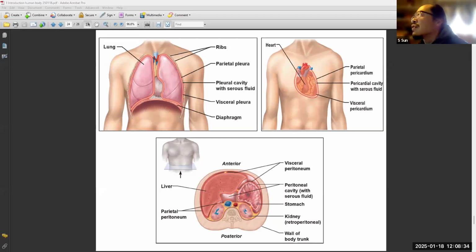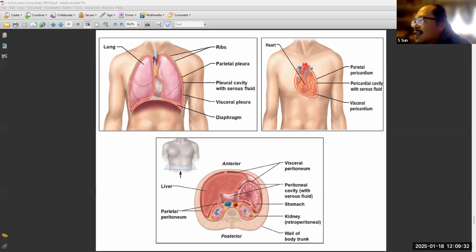This is the diaphragm. Heart, you have the parietal pericardium, visceral pericardium right here, and this is between them. Between these we also call it a cavity. It contains fluid, serous fluid. Same thing here, you have the parietal, and then the visceral peritoneum. Here is anterior, the front, and posterior, the back. At the back you have the bone, the vertebra. Then this one is artery and veins. This is the peritoneal cavity with the serous fluid.